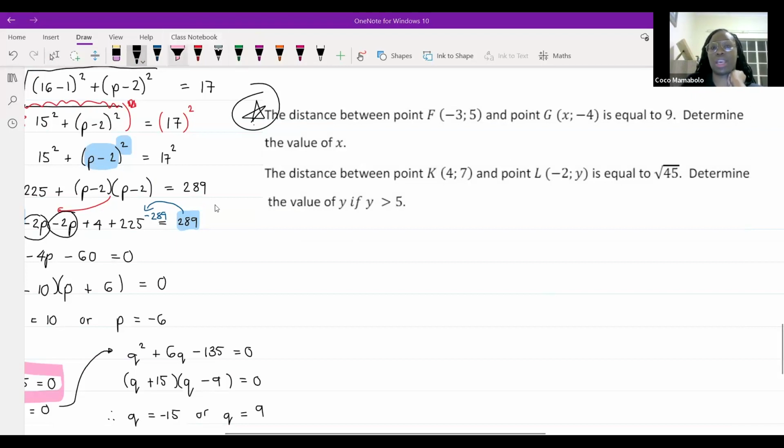So they're telling us over here, the distance between F and G is equal to 9. So we know the distance between the two of them is equal to 9. So I'm going to label x1, y1, and I'm going to name this x2 and y2. All right, we've got 5 minutes. Pop your answer to the question in the chat when you're ready.